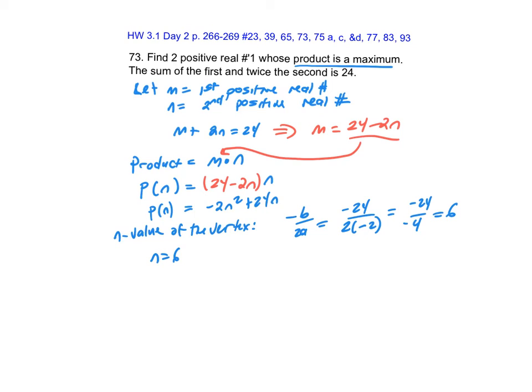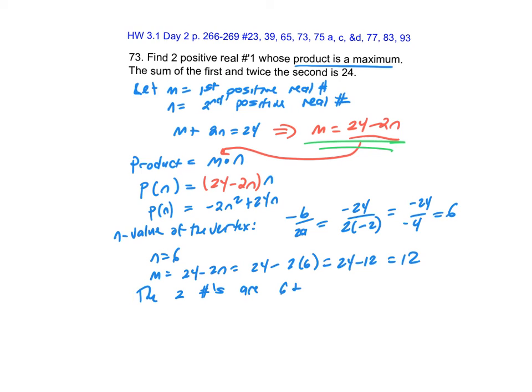To find m, we can use this relationship that we have between m and n. So we're going to substitute into this expression. m is equal to 24 minus 2n. But now we know that n is 6. So it's 24 minus 2 times 6, which is 24 minus 12, which is equal to 12. So the two numbers are 6 and 12. That's our solution.